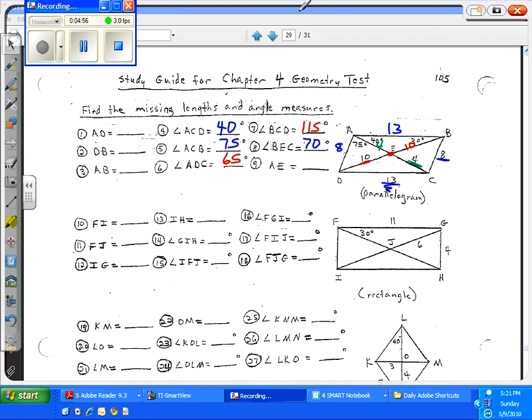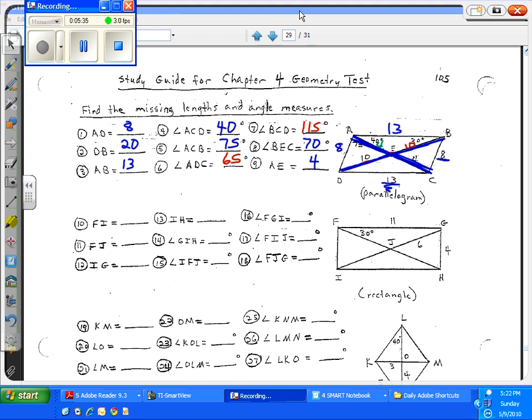So AD is 8 because opposite sides of a parallelogram are equal. DB is 20 because the diagonals bisect each other. If this half is 10, then this half is 10, so the whole diagonal BD is 20. AB is 13 because opposite sides of a parallelogram are equal. AE is 4 because the diagonals bisect each other, and if this half of that diagonal is 4, then that half of that diagonal must be 4 also. Any questions on the parallelogram?